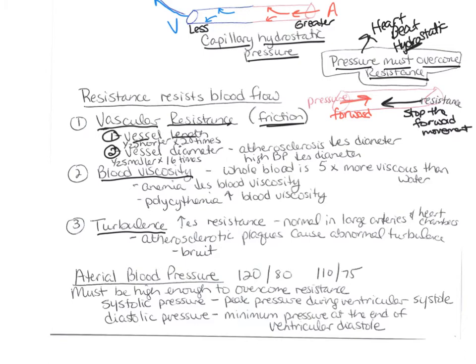Now, the longer the blood vessel is, the longer the blood is going to be in contact with that wall, and so the greater the resistance will be. It will slow down even more. Now, if you compared two blood vessels, and one was a certain length and the other one was twice as long, then the one that's twice as long will have 2 times the resistance as the one that is shorter. Okay, so there's 2 times the resistance.